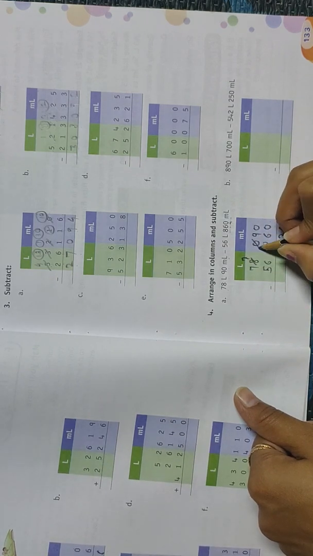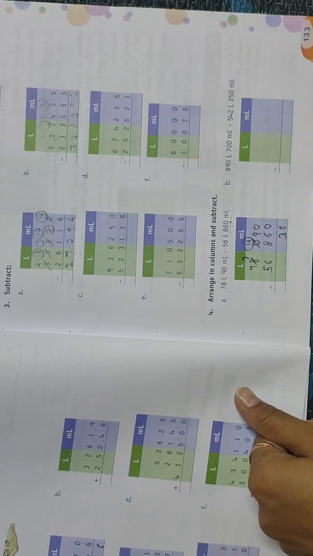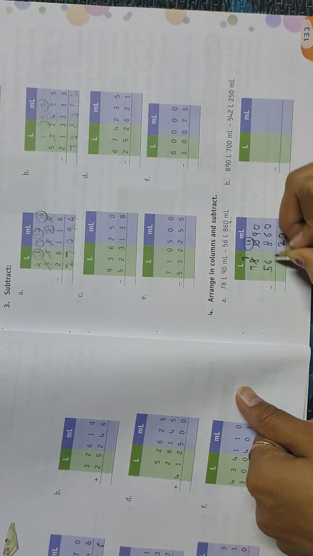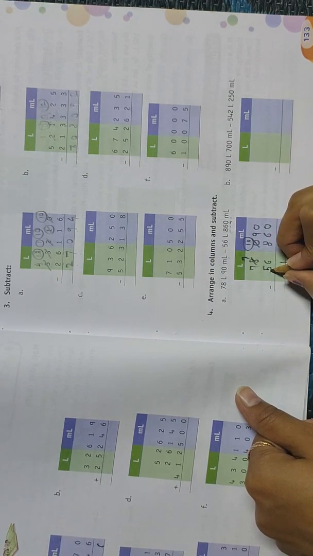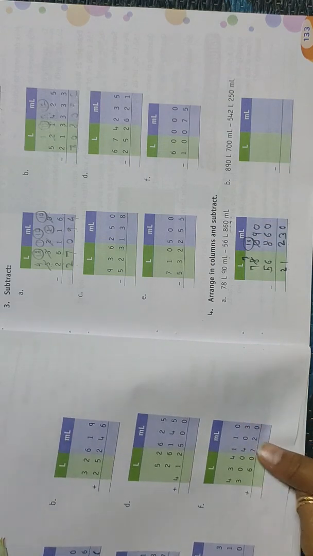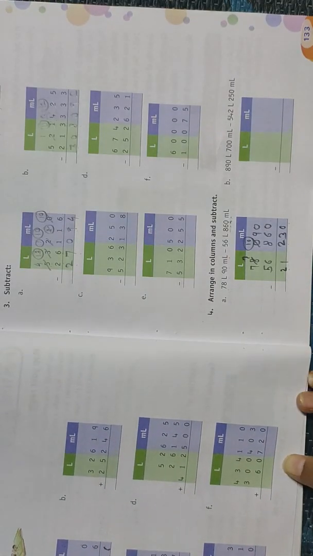And here 10 plus 0 is 10. 10 minus 8, count after 8 up to 10, that will be 2. Now 7 minus 6 is what? 1. And 7 minus 5, count after 5 up to 7, that will be 2. So answer is what? 21 liter 230 milliliter. This is how you can solve. Remaining sums you can try. So here we have finished our exercise 4.11.